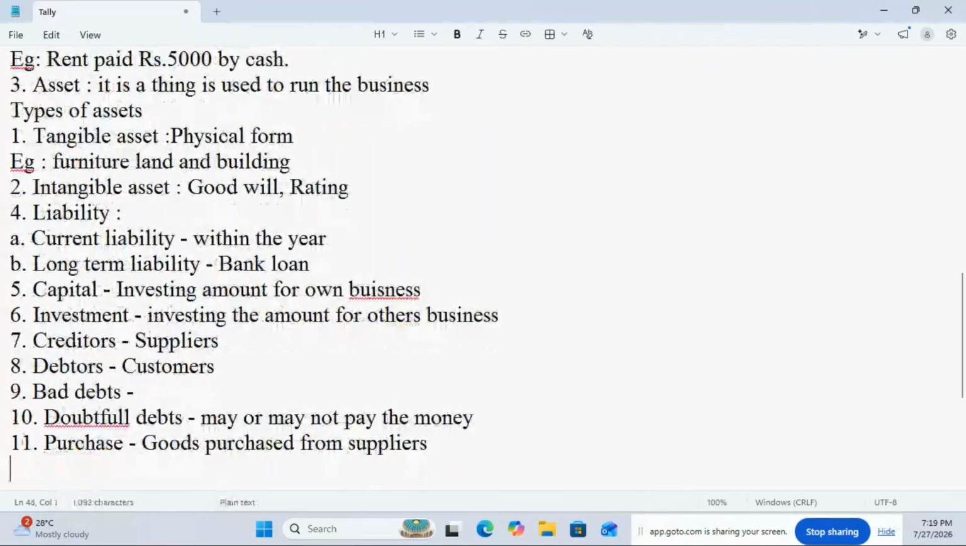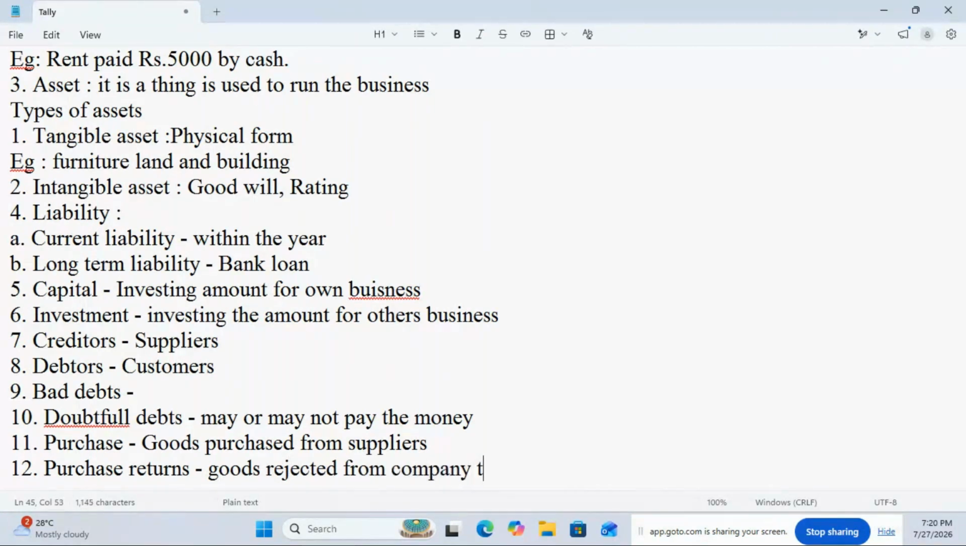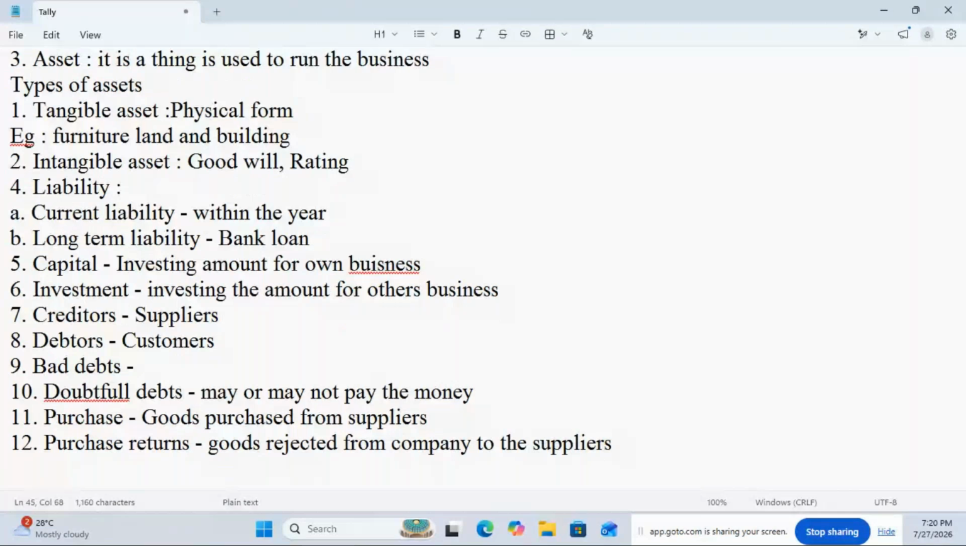What are purchase returns? When we purchase some goods from the suppliers and there is any damage or billing mistake, in this case we return them back to the suppliers. So goods rejected by the company and returned to the suppliers, this we call purchase returns.